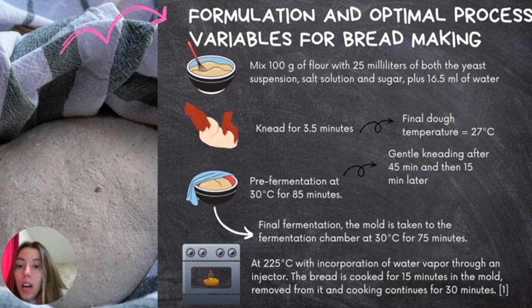15 minutes later, and then finally do a fermentation in a fermentation chamber at 30 Celsius for 75 minutes, and they finally bake the bread at 225 Celsius with a special method of baking, and they cook it for 15 minutes. Then they take away the mold, and they then continue baking for 13 minutes.